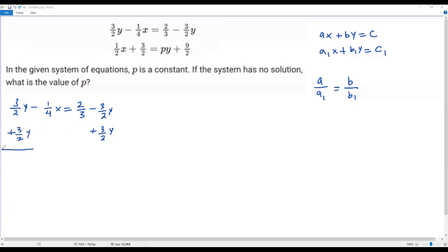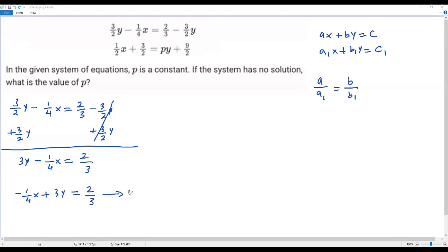When I do so, the negative 3/2 y and positive 3/2 y will cancel out. Here 3/2 is 1.5, so this is 1.5y, and this is another positive 1.5y. When I combine them, I get 3y: 1.5y + 1.5y is 3y, and then −1/4 x. On the right side, we have 2/3. Now let's write the x term first: −1/4 x + 3y = 2/3. So this is equation number 1.